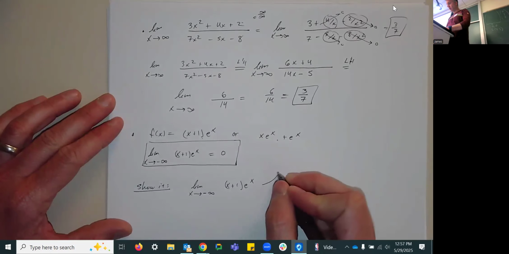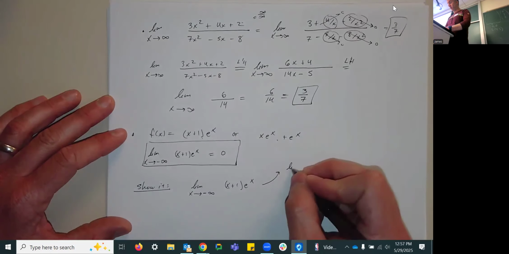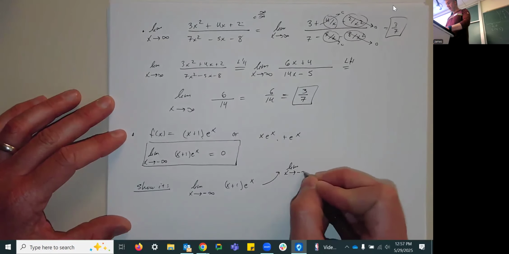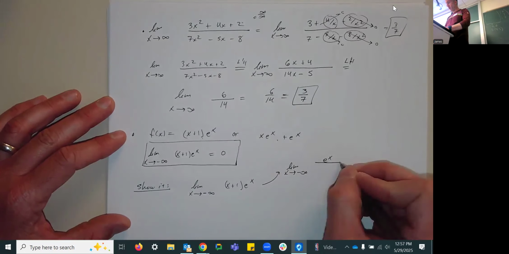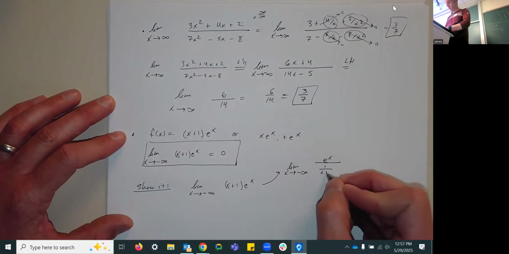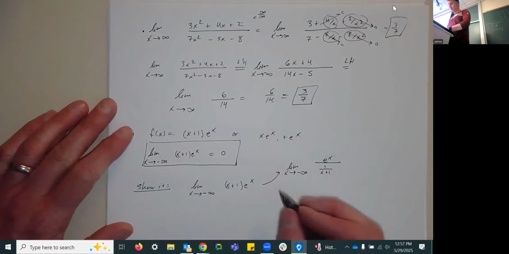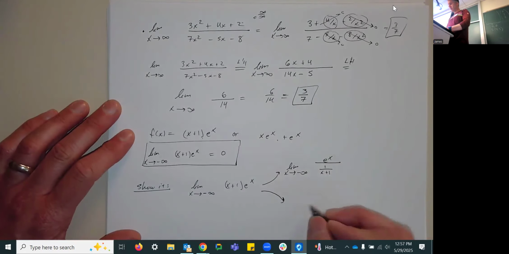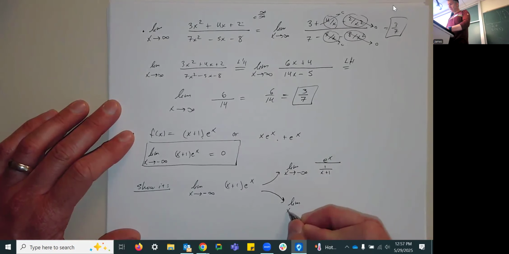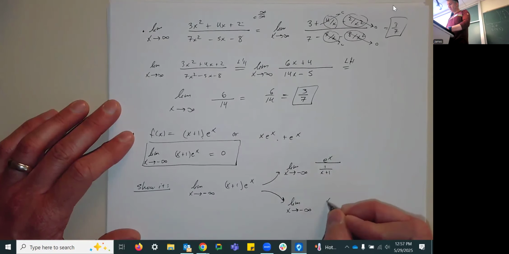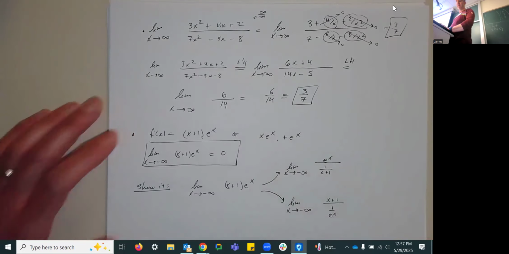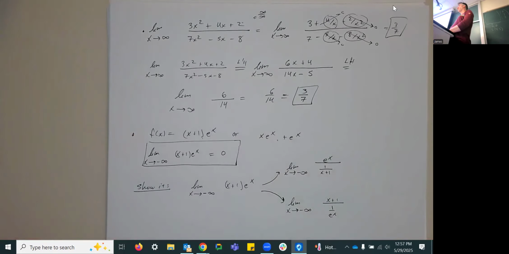The wrong choice here, and yes, I will say the wrong choice, is to write it as e to the x over 1 over x plus 1. That is not going to help us out. It's just going to get worse and worse and worse. On the other hand, the right choice is to write it as the limit as x goes to negative infinity of x plus 1 over 1 over e to the x. Except that's not really the right choice. The right choice is to rewrite 1 over e to the x as e to the negative x.